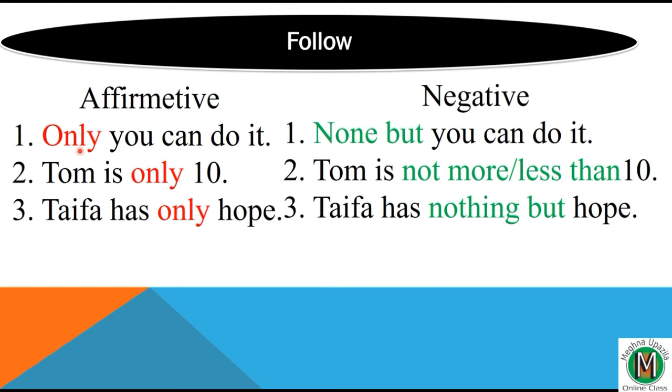So we can say that we can use none but instead of only when we find only before a person or Allah. And in sentence number 2, we find that Tom is only 10. Here only is said before 10. I mean that is a number, or this 10 means age. So we can say that if only is used before a number or age, we change it into not more than or not less than. So the negative sentence is Tom is not more than 10 or Tom is not less than 10.